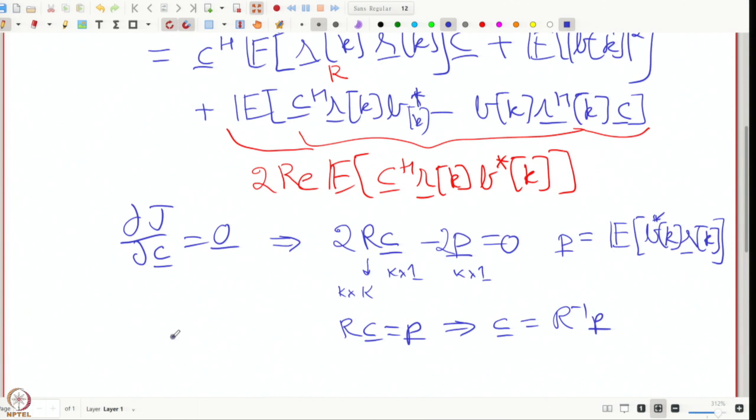Now, if you evaluate dou square J by dou C square, you will find that the resulting numbers indicate that this C is indeed the minimum. That is, you are now getting a global minimum over all values of C. Therefore, this C is also referred to as CMMSE. You can choose any filter, but this CMMSE is that filter which will minimize the minimum mean squared error J.